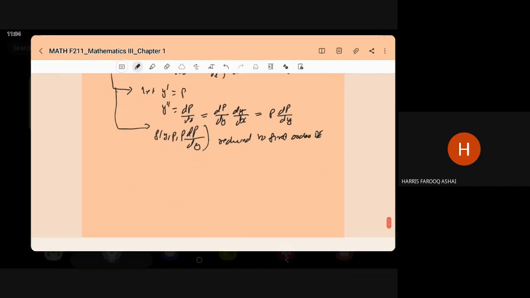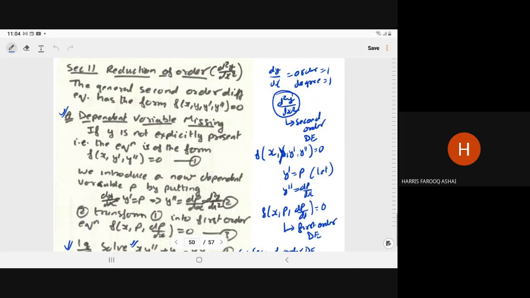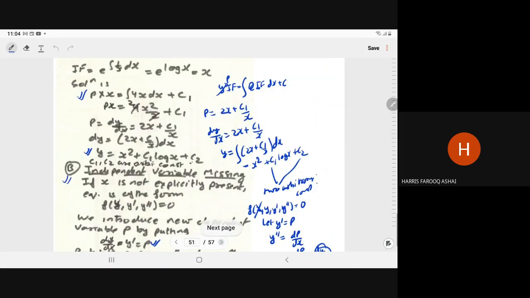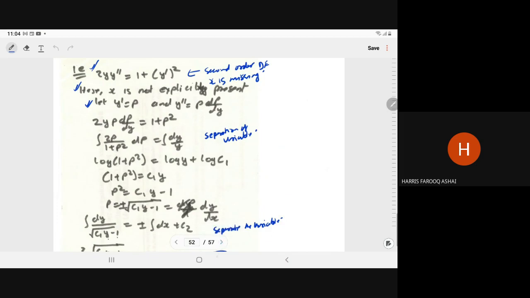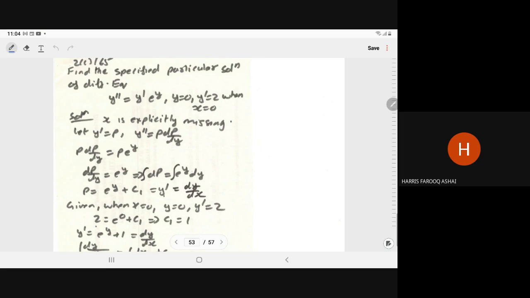In last class we have done this at last. This question we have solved. Now move to another question. Find the specified particular solution. When we have to determine the particular solution, at that time we have some initial conditions for the differential equation y double dash is equal to y dash e to power y, and the condition is y is equal to 0 and y dash is equal to 2 when x is equal to 0. This type of condition is known as the initial condition.